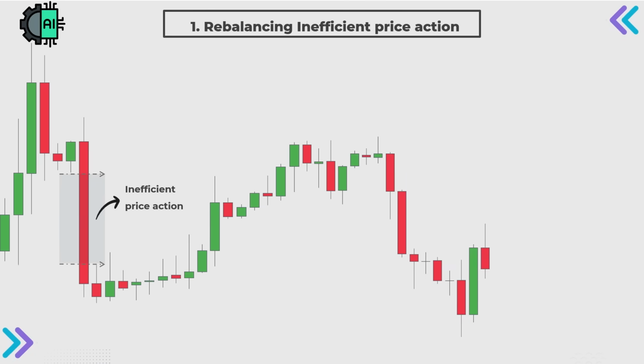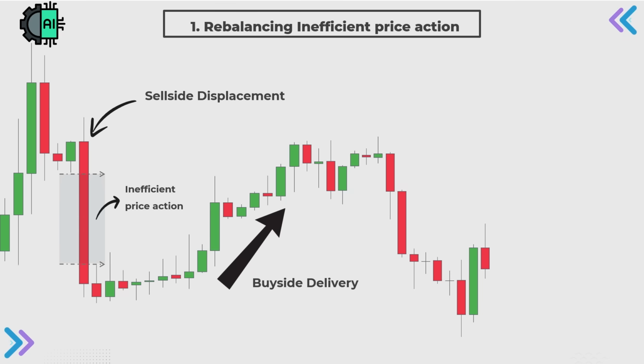The first way that IPDA operates is by rebalancing inefficient price action. As you can see, we have an inefficient price action created by this large bearish candle. Because of the lack of buy orders in that specific area and time, the price moved with great sell-side momentum without offering any buy-side delivery. This is known as sell-side price displacement. So IPDA offers buy-side delivery to fill out and rebalance this sell-side inefficient delivery.